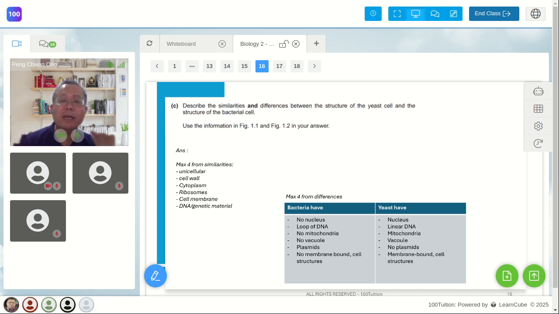Okay, then the next page, you see the answer. Usually if it's 6 marks, it must be 6 points. But can I just put all 6 points on similarities? No. The marking scheme usually says maximum 4 from similarities and maximum 4 from differences. So the best approach, if you can remember, is to just give 3 each. Then you will get your 6 points safely.